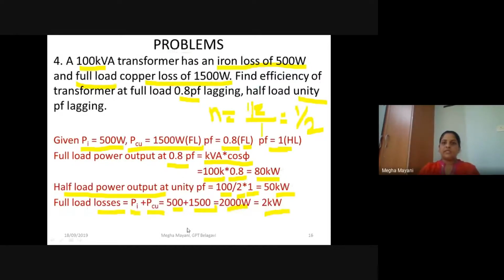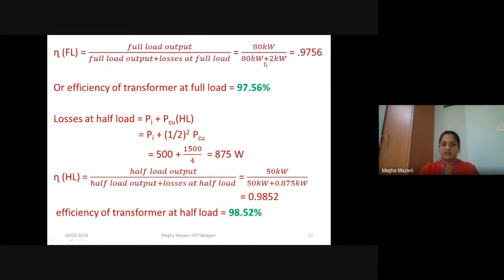So it is 80 kilowatt, that is full load output plus 2 kilowatt. So we get the value around 0.9756. Hence, we can write the efficiency of the transformer under full load condition is around 97.56%. Similarly, we can calculate the efficiency for half load also.